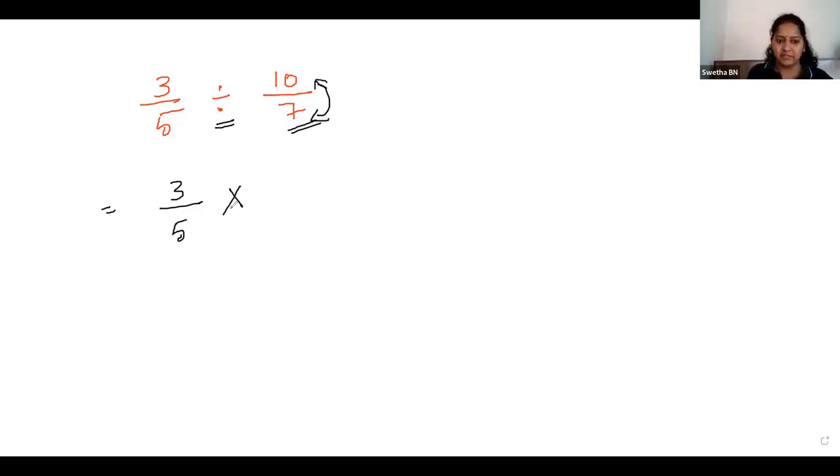Okay. See, we have changed the sign. What is the next step? You can also answer me. Yes, you have to take the reciprocal of the second fraction. What do you mean by reciprocal? Can you answer me? Numerator becomes denominator. Denominator becomes numerator. So 10 by 7 becomes 7 by 10. Got it? Now you know to multiply the fractions. 7 into 3, it is 21. 5 into 10, it is 50. So this is about fractions, children.